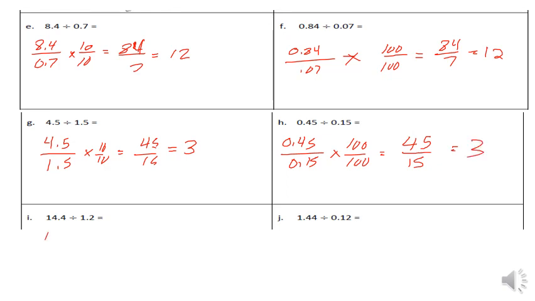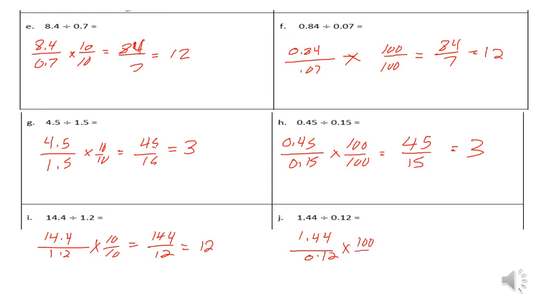On I, we got 14 4/10 over 1 2/10, and we're going to multiply by 10 to get rid of the decimal, and it's going to be 144 divided by 12, and I know 12 times 12 is 144. On J, 1 44/100 and 12/100, multiply by 100, and I end up with 144 over 12, which once again is 12.